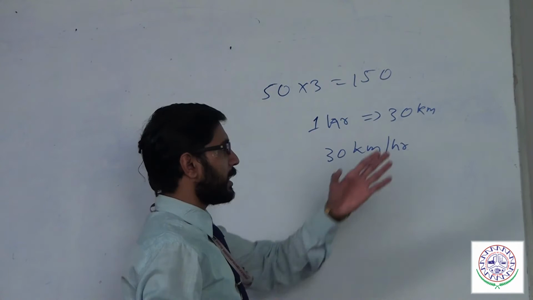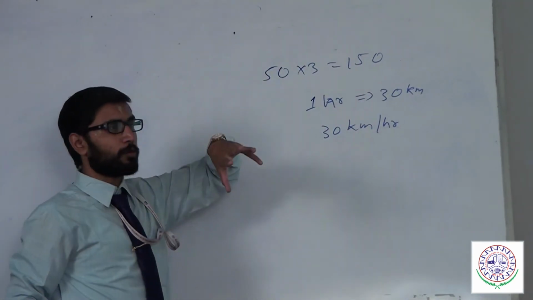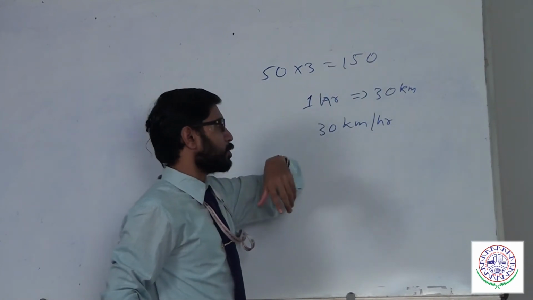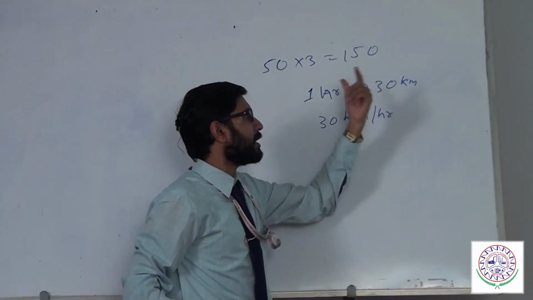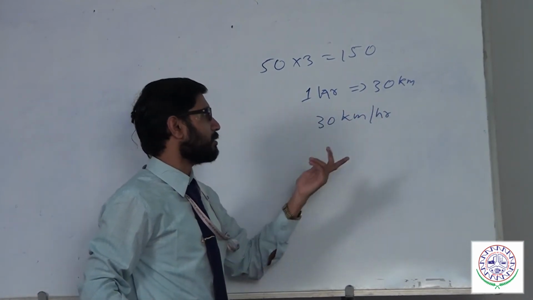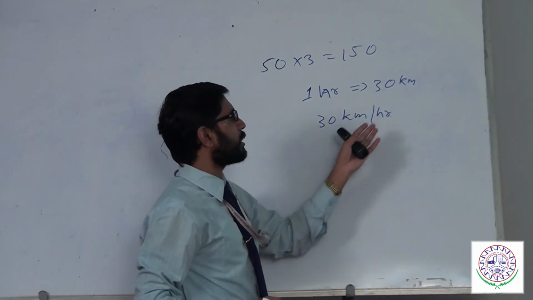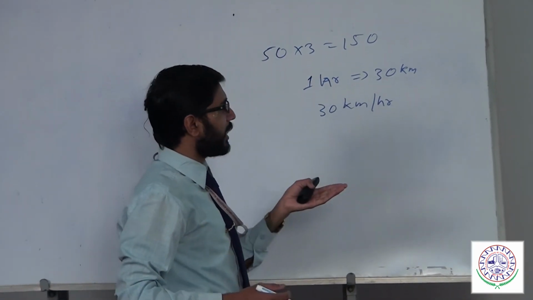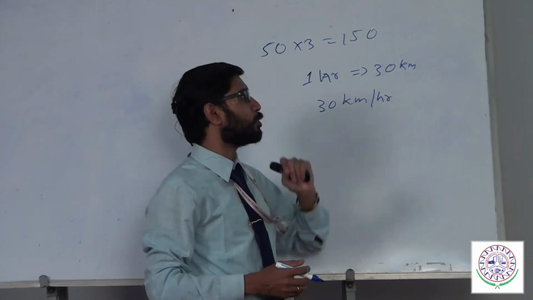Because he has to cover 180, and in the initial 3 hours he has covered 150 kilometers, he has to complete the remaining 30 kilometers and the time remaining is 1 hour. So directly you can do it. Since it is very straightforward, you can directly calculate it. Otherwise, there are different ways of solving such problems. Orally also you can solve it.